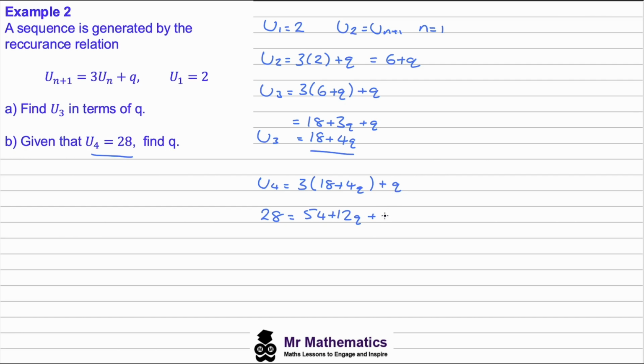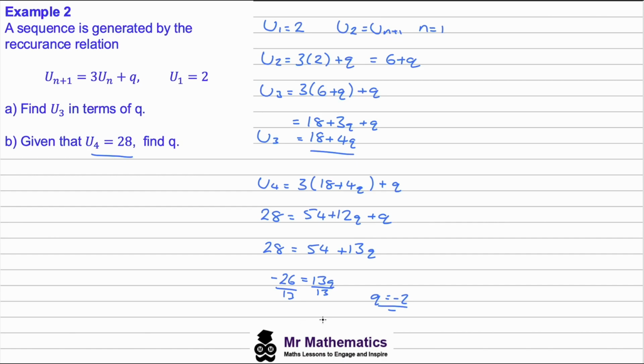And this one as well. So 28 will equal 54 plus 13Q. We'll take away the 54 from both sides, and we get negative 26. And then we'll divide both sides by the 13, and we can see that Q will equal negative 2. Okay?